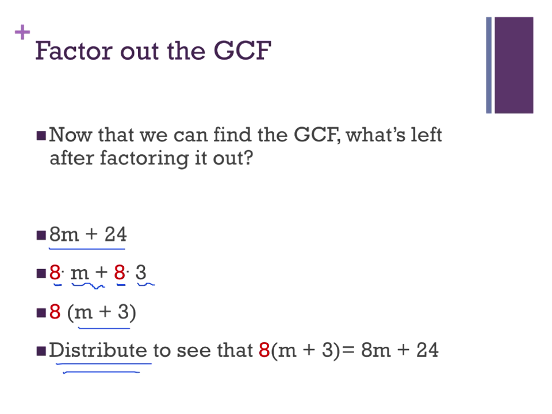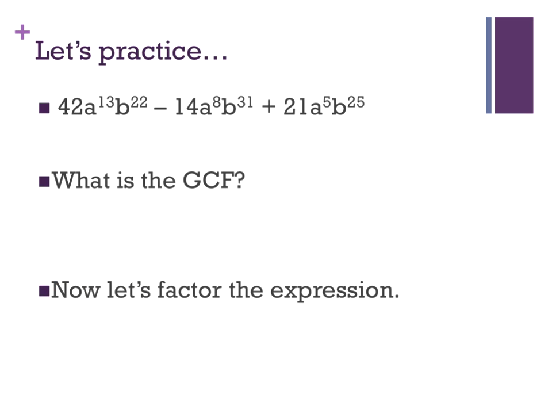We can always distribute, or multiply back in, to make sure we have the exact same thing. So we take 8 times m, 8 times 3, and sure enough that gives us back the original 8m plus 24. So that's what we're looking to do in factoring. We're looking to use that greatest common factor, take it out, and see what we have left over.